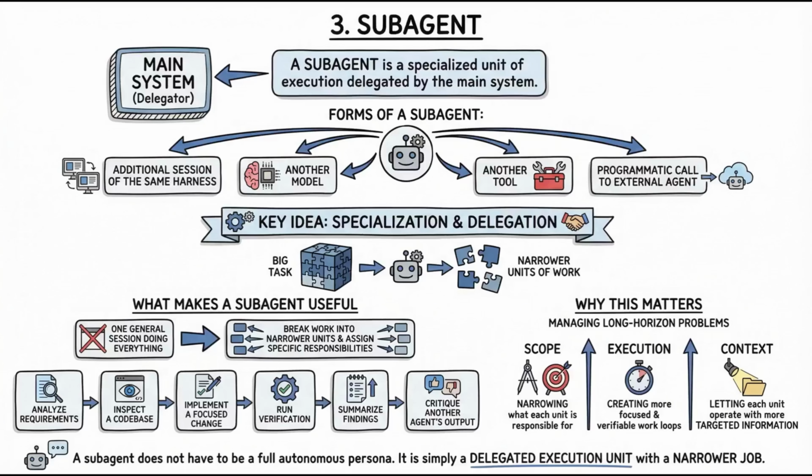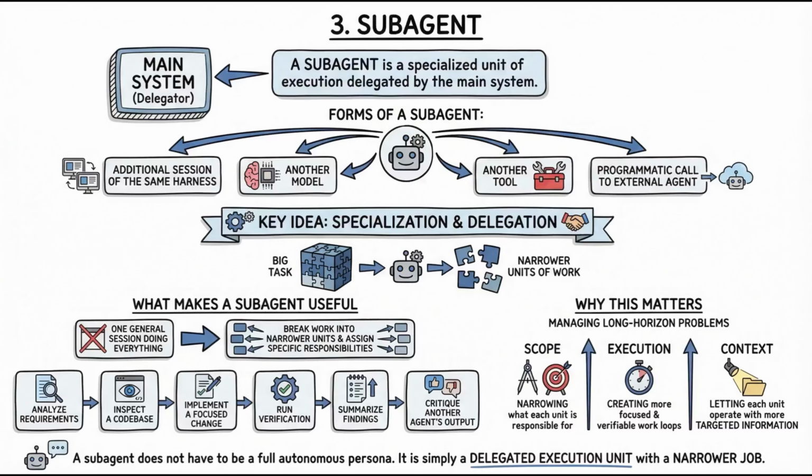Let's talk about subagents. A subagent is essentially a specialized unit of execution that receives delegated tasks from the main system. A subagent can actually take a few different forms. It might be an additional session running on the same harness, a completely different model, a specific tool, or even a programmatic call out to an external agent. But regardless of the form it takes, the driving idea is always specialization and delegation.